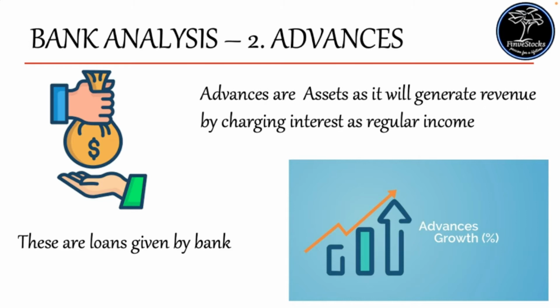So advance growth is the growth in advances. For example, in the current year assume the bank has given 100 rupees in loan disbursement. For the next year, the bank has increased it to 120 rupees. That means there is an advance growth of 20%. So advance growth is always an important parameter for banks. It will show how much the bank can additionally disburse loans.